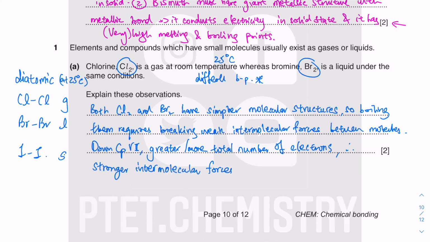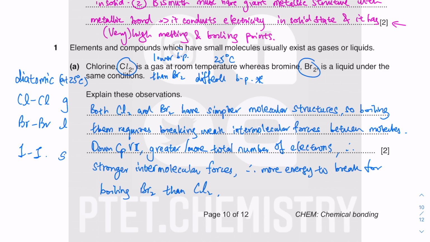And if stronger intermolecular forces, therefore more energy to break for boiling Br2 than CO2. I do not need to repeat the question again. If I need more energy to boil Br2, therefore Br2 remains a liquid, but I need less energy to break the intermolecular forces between CO2 because CO2 has a lesser total number of electrons. Therefore, CO2 has a lower boiling point. So it's a gas there because it has a lower boiling point than Br2. Okay.